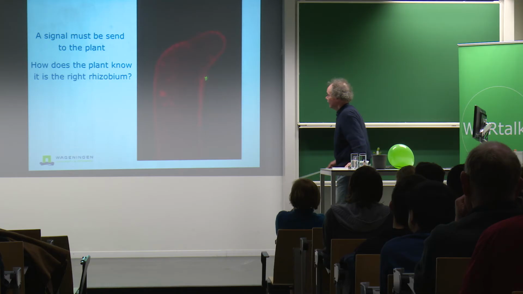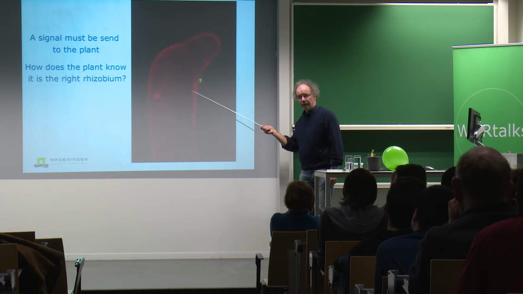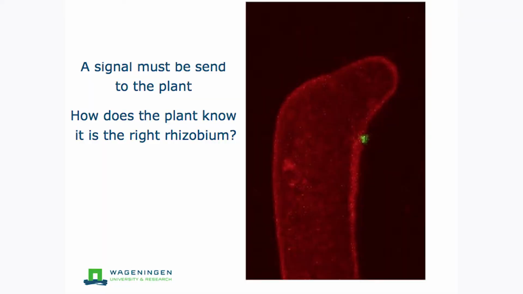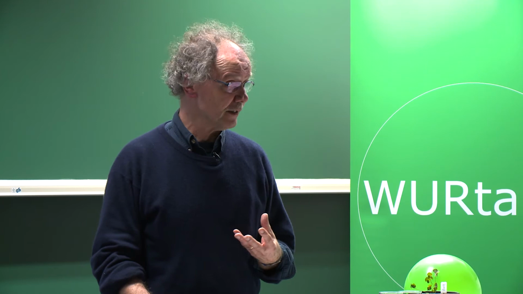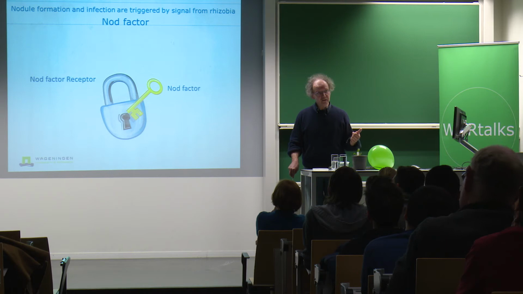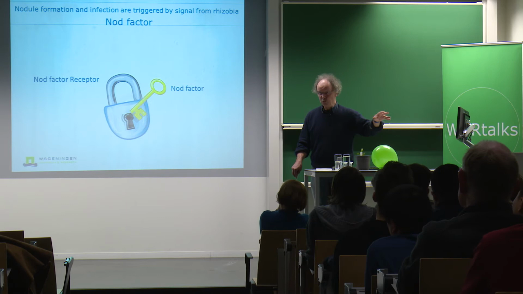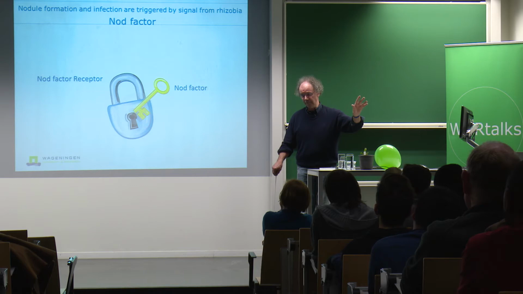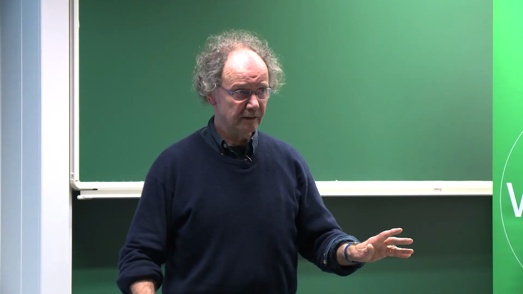It also means that it recognizes whether it's the right bacterium. This is the one I want to allow to get into me. It means there are signals. It means the rhizobium has to make a signal which is specific and a signal that is recognized by the plant. The signal is named Nod factor, nodulation factor, inducing the formation of nodules. The receptor, that's a protein from the plant, has to recognize this is the right key. I allow this bacterium to go in. That's what the system has to be, and that's what it is.